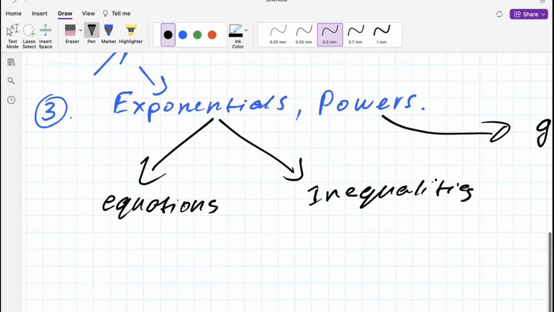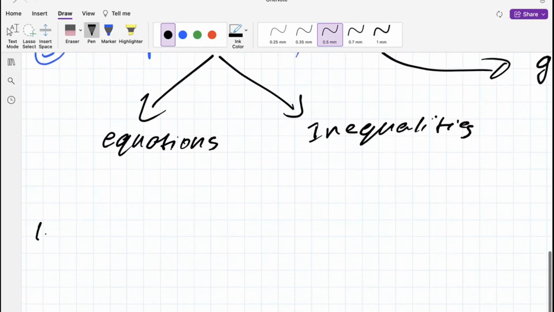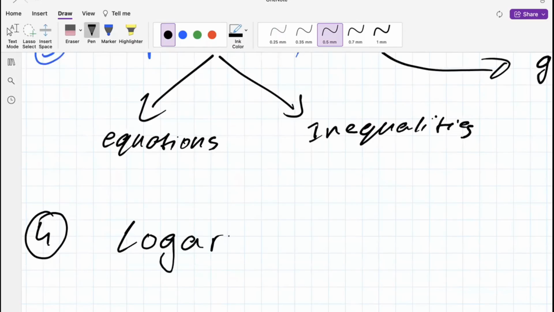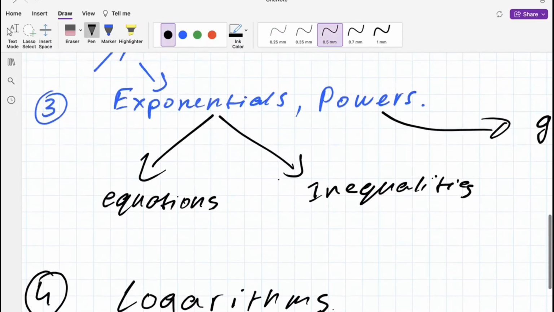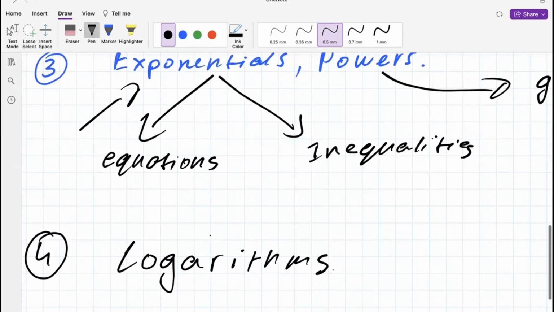So once you complete the third level, the next level is a more complicated level, requiring more difficulty, which is logarithms. In order to study logarithms, you should be fluent at exponentials because logarithms are the inverse of exponentials, right? So they're closely related to each other. In order to study this, you should be fluent at this.